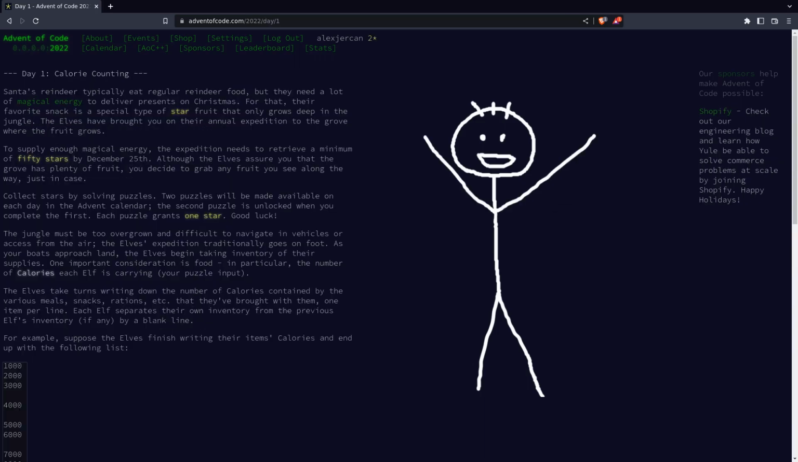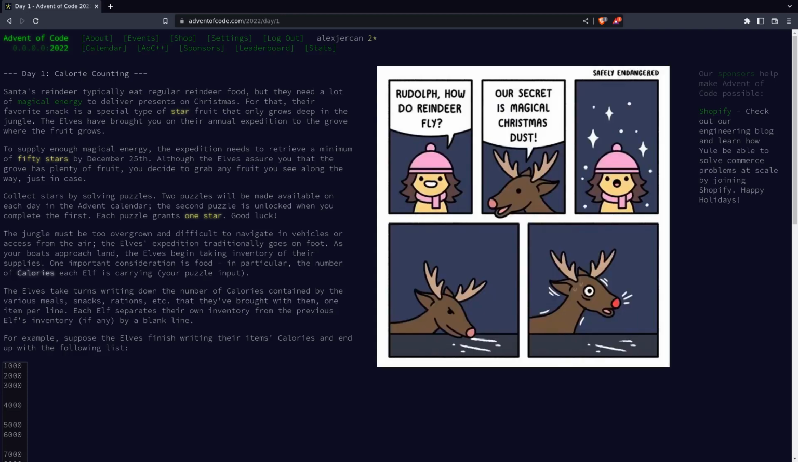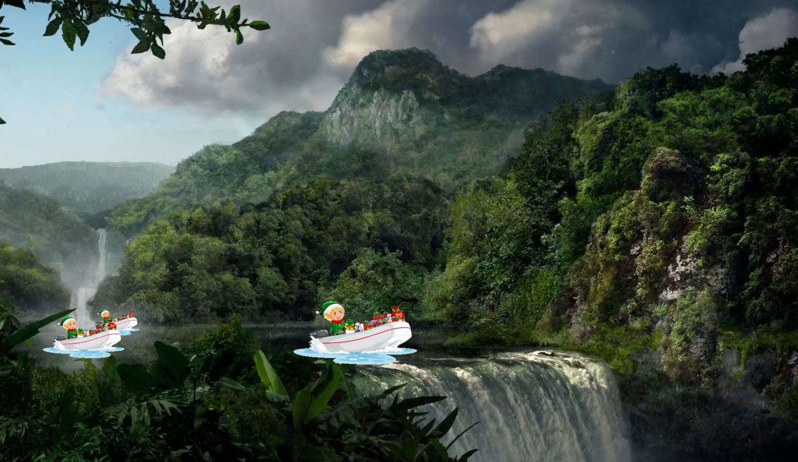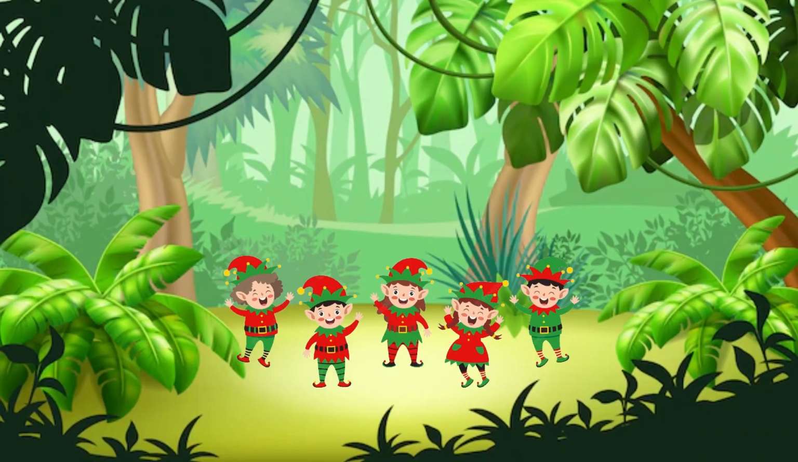Ooh, day one! So for this year's backstory, Santa's reindeer require a special kind of fruit to be able to fly and deliver presents. So Santa has deployed the elves in the jungle using boats on their annual expedition. And here comes the first problem.